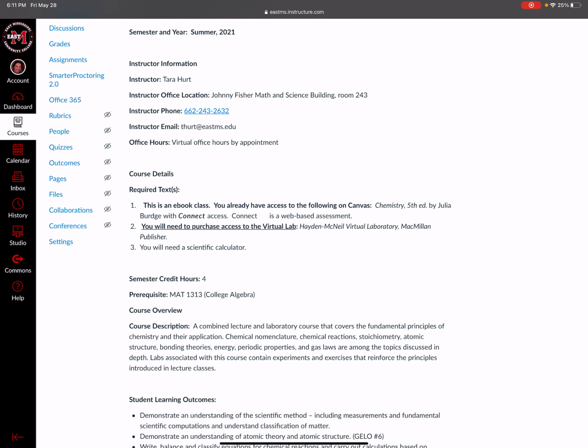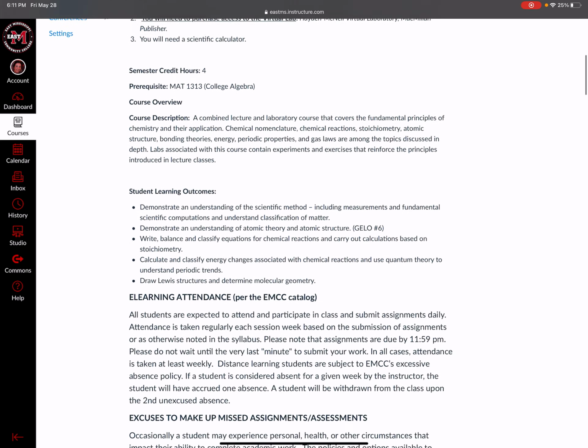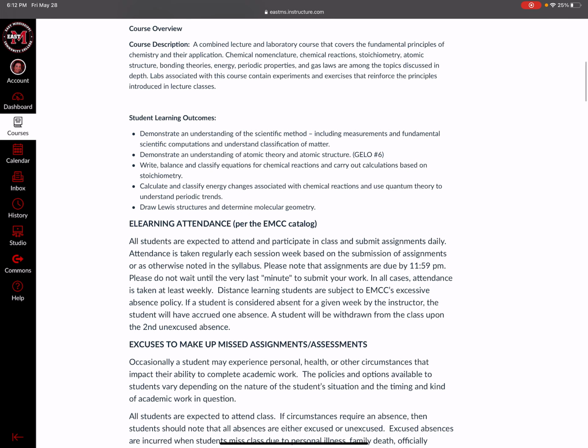You're getting 4 credit hours for the class. Everything averages together, like the lab and the tests and homework. College algebra is a prereq for the class. You need to have already completed college algebra. Chemistry is heavily math based. You have to attend class. Y'all, I'm skimming through this, but you guys need to maybe print it and read it on your own.